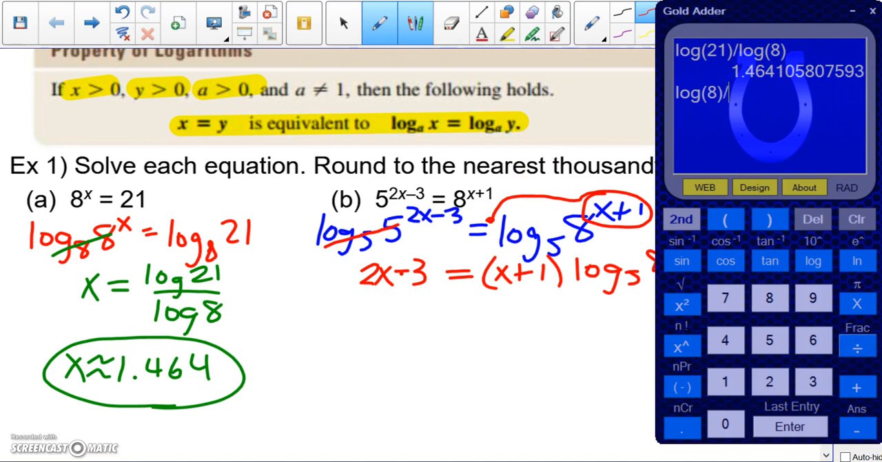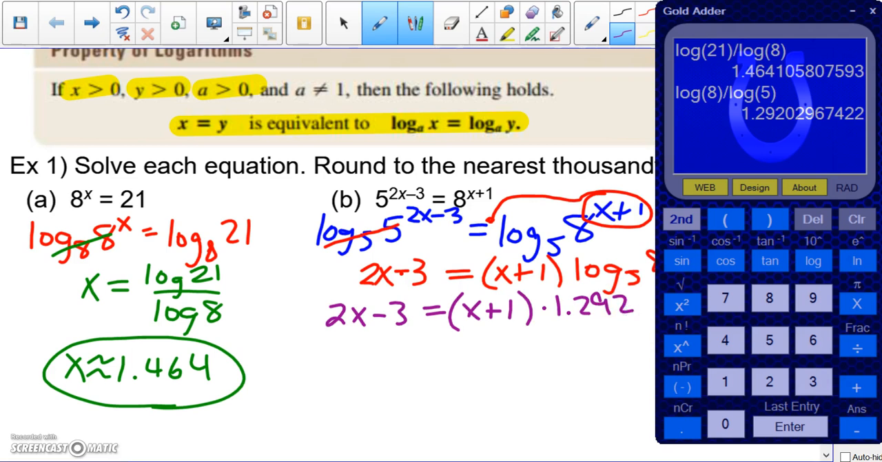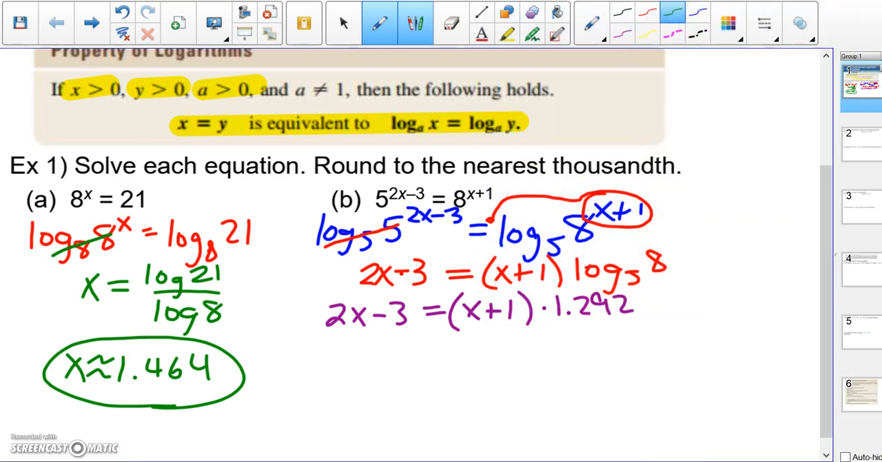Log 8 over log 5, 1.2920. Since we're rounding to the nearest thousandth, you might want to keep more decimals than just 3 at this point. But I see 2x minus 3 equals x plus 1 times log base 5 of 8, which is 1.292. Follow your algebra rules. We're going to distribute here. 2x minus 3 equals 1.292x plus 1.292, and then it just becomes a regular algebra problem.